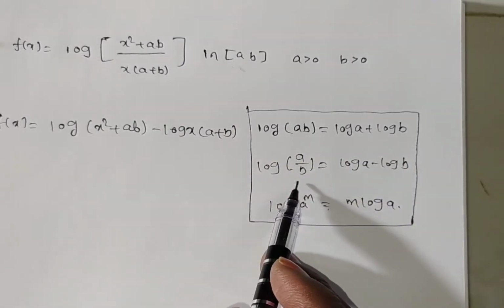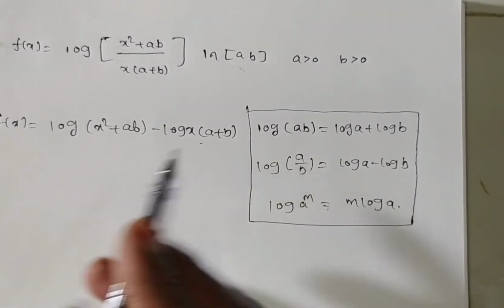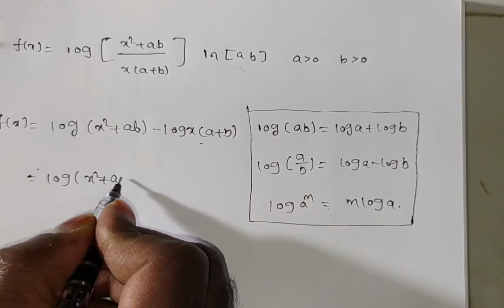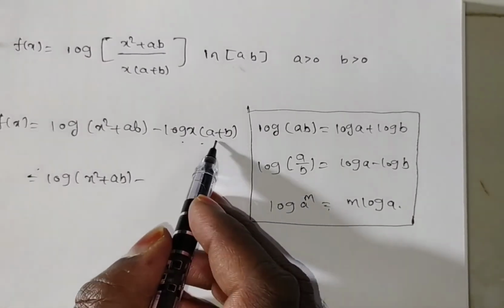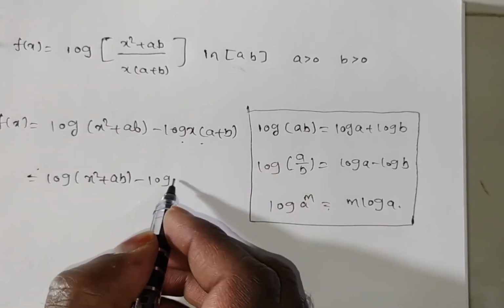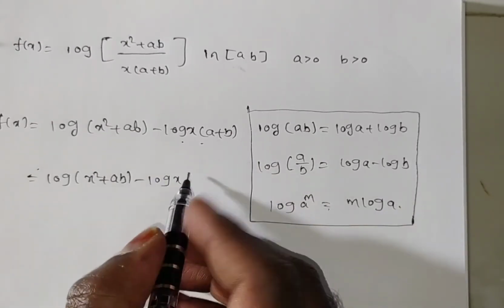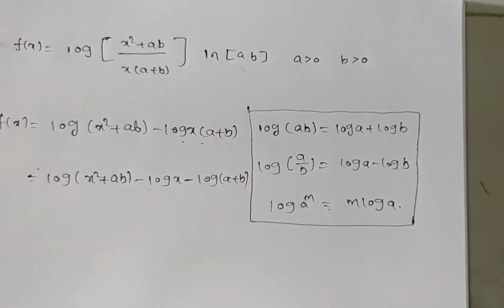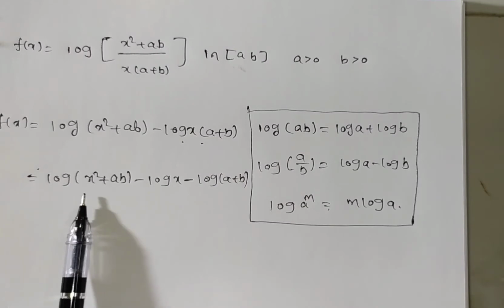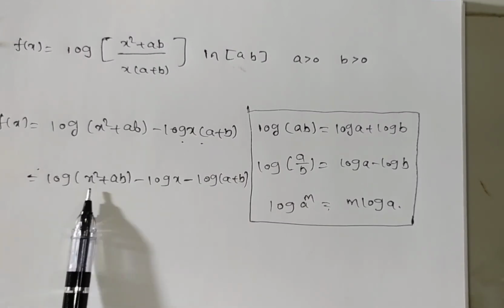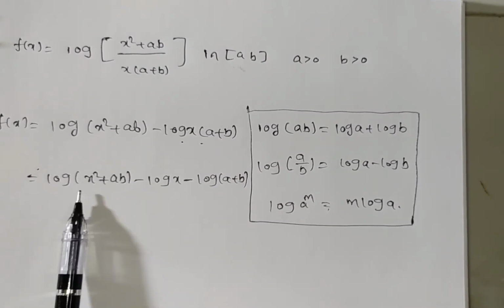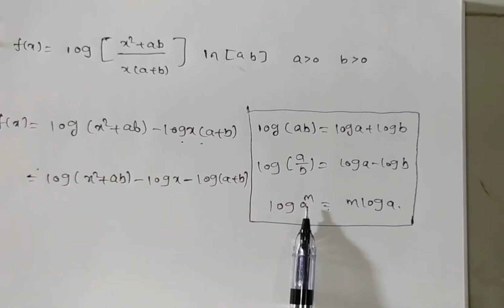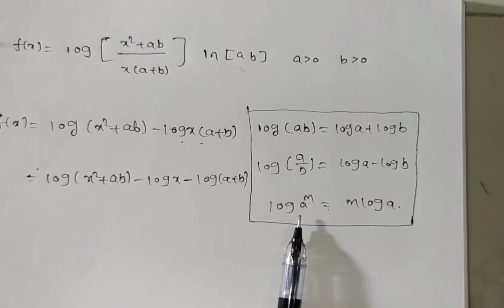Now you use the second formula, log a by b form. Now log ab, you can write this as log of x square plus ab minus, log ab is nothing but log a plus log b. But here you have minus, minus into plus, minus log of a plus b. That's it. Now you observe, can I write this as 2 times log x square plus log x plus ab? No, because log a power m you can write, but not a power m plus b. That you have to remember.